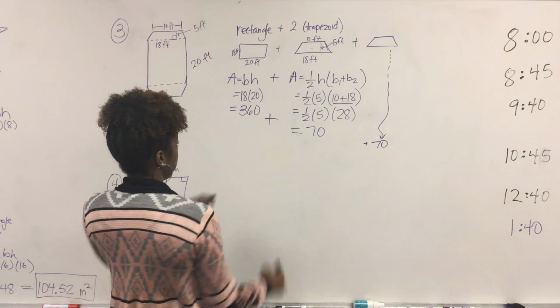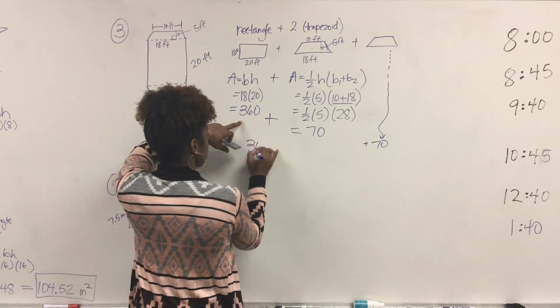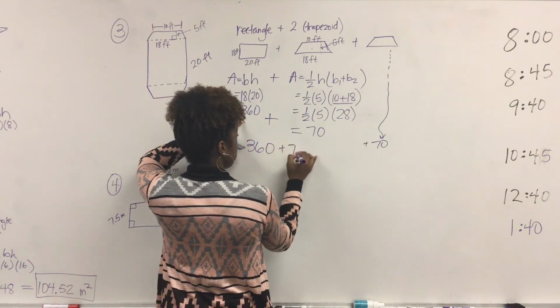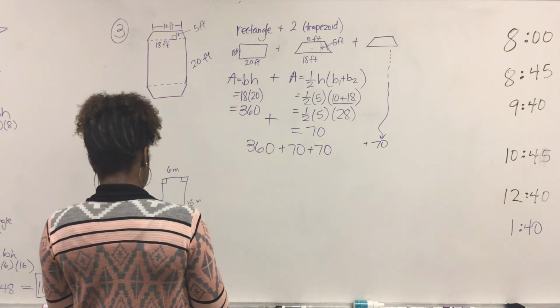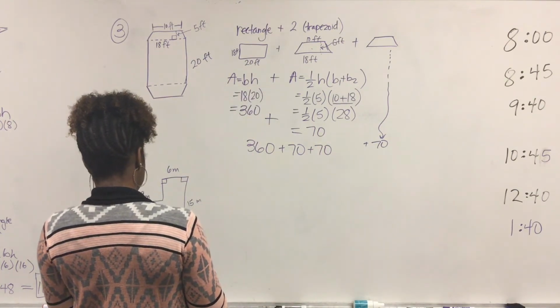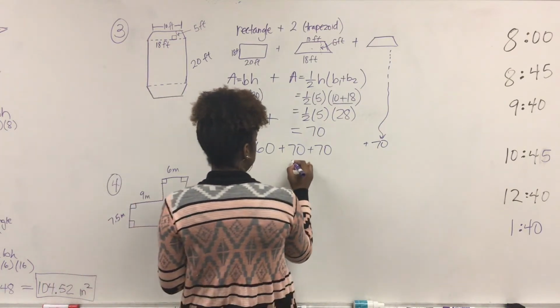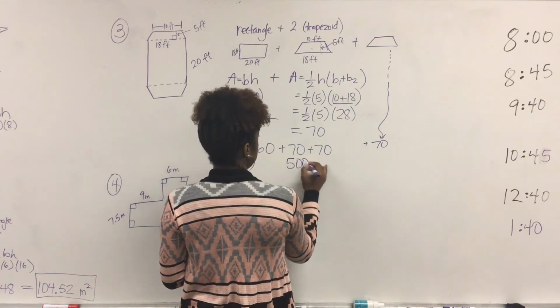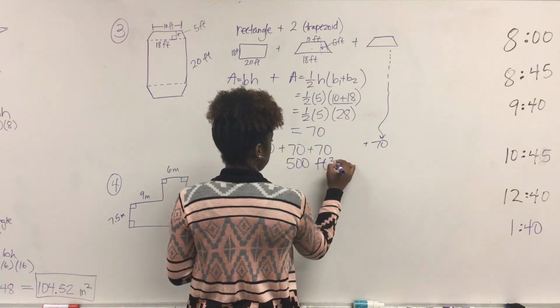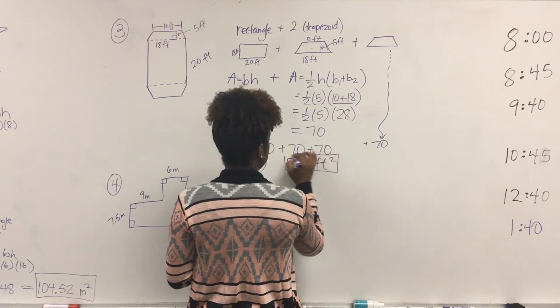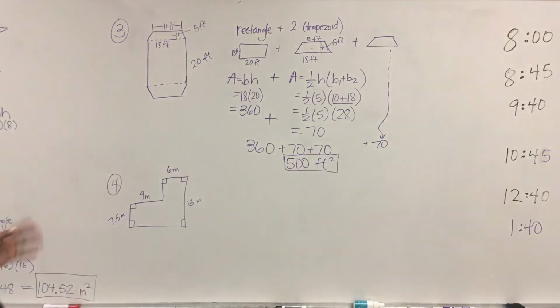So now we have 360 plus 70 plus 70. That will give us 500 feet squared. 500 feet squared for this composite figure. Or 500 square feet.